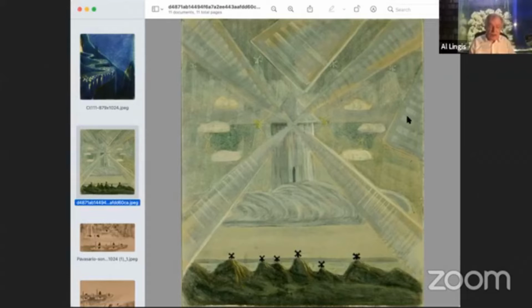Let us look now at the first painting, Allegro. That's the one.